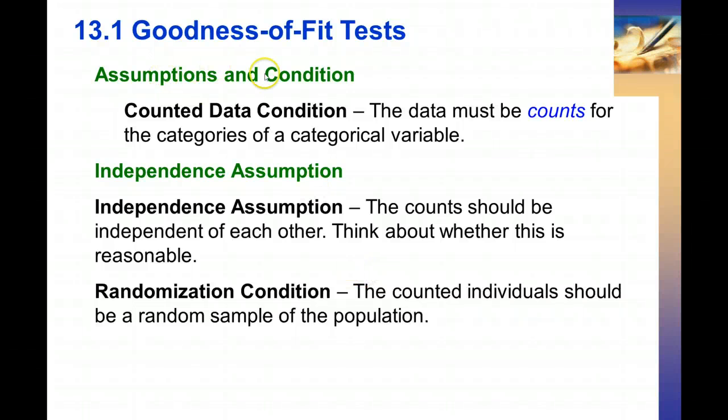Alright, conditions for that. The count data condition: the data must be counts for the categorical variables. Independence: the counts should be independent of each other. Think about whether this is reasonable. Randomization condition: the counted individuals should be a random sample of the population. So based on the information given, you will know if this is true or if these are true.